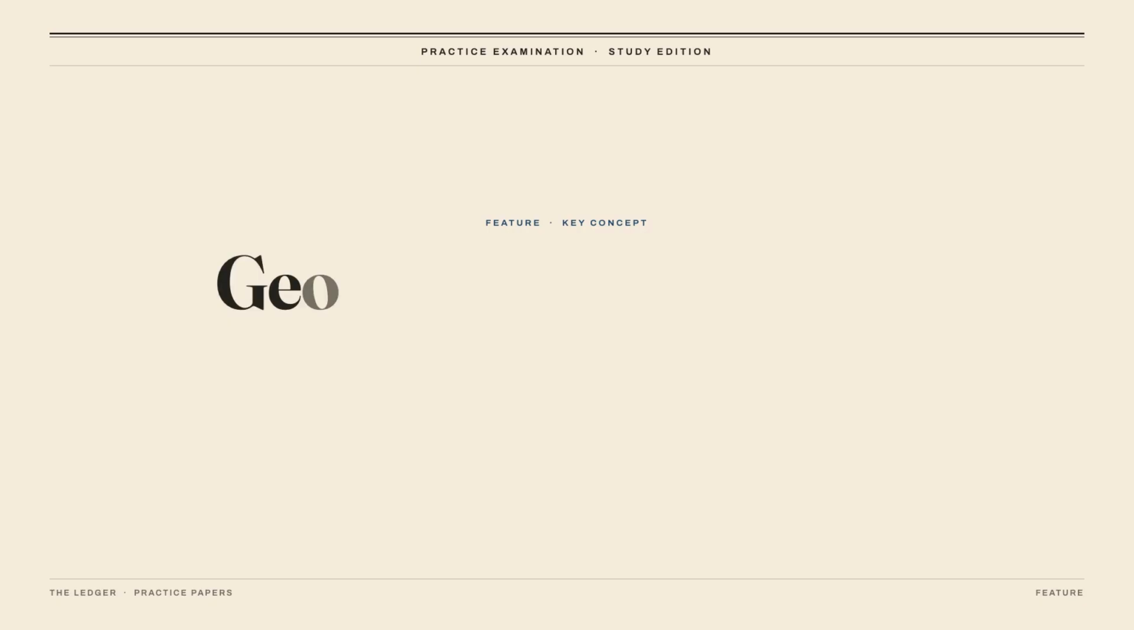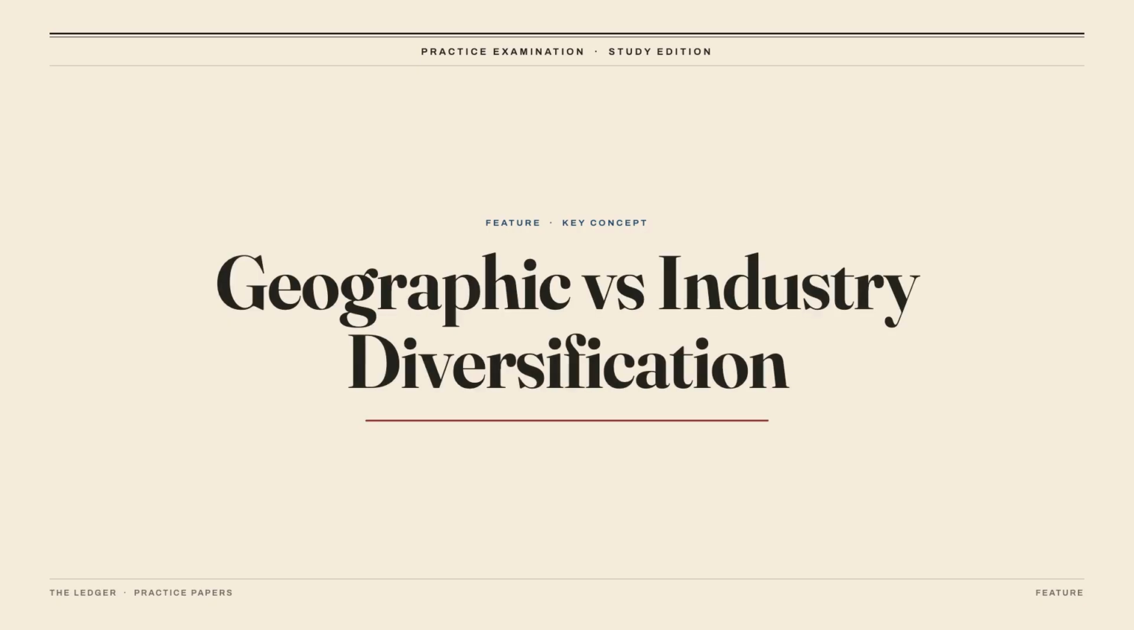does not address. Two strategy dimensions get confused more than any others: geographic diversification and industry diversification. One measures how many markets a company sells into. The other measures how many industries it operates in.